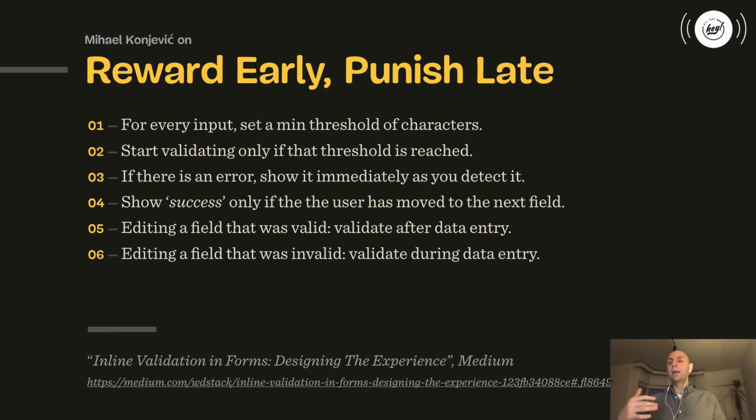But then, of course, you have situations where there might be a mistake, and there might be valid input or invalid input. Here the idea comes from Mikhail Konjevich, who wrote an article about rewarding early and punishing late. We reward people early: when the input field was valid, we validate after data entry, so after they move to the next input field. But when the input field was invalid and somebody is trying to fix it, we validate during data entry, so as you are fixing, you get a notification right away. But if the input was valid already and you want to adjust things, you validate after data entry. Just very common things that are often getting forgotten.